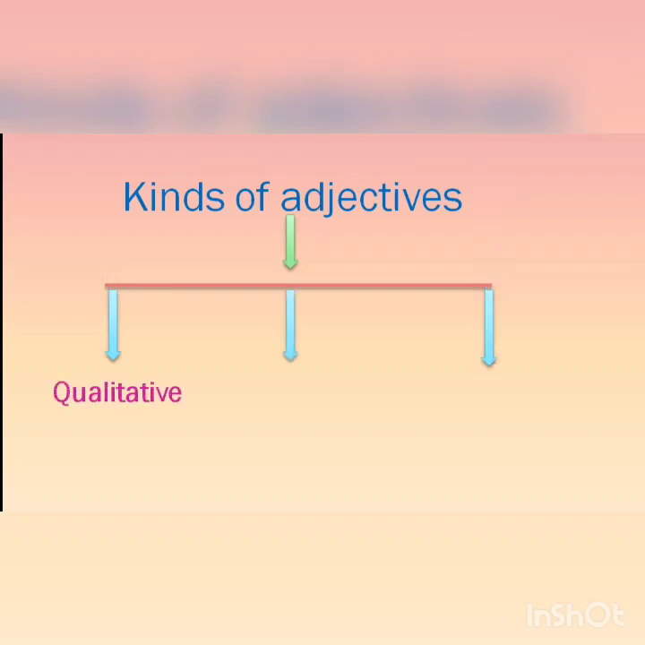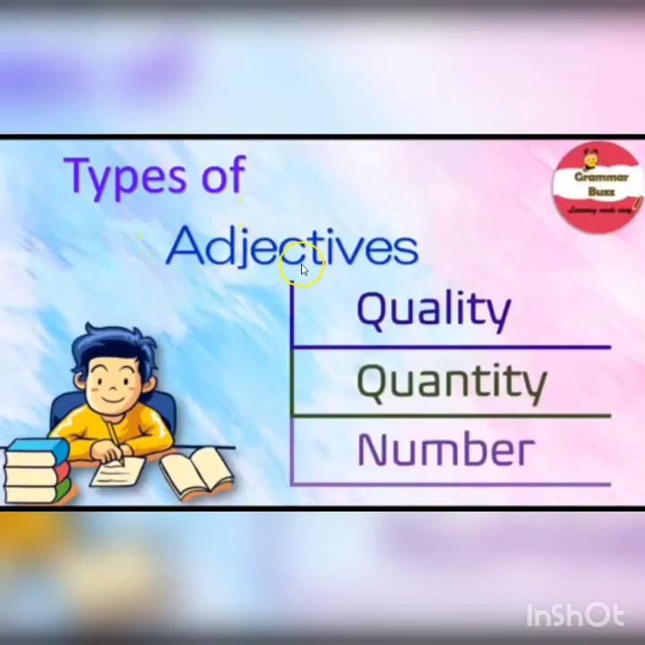The first is qualitative adjective, which shows us the quality of the person, place, animal or thing. Next is quantitative adjective. It depicts a specified quantity of the product. And the next is number, where you get the exact number of the person, place, animal or thing. Okay, exact number of the noun. So these are the 3 kinds of adjectives that we'll be studying. So let's see the types of adjectives: quality, quantity and number.